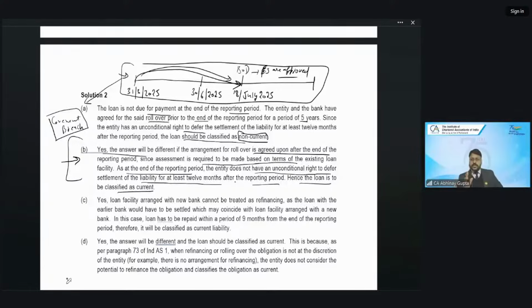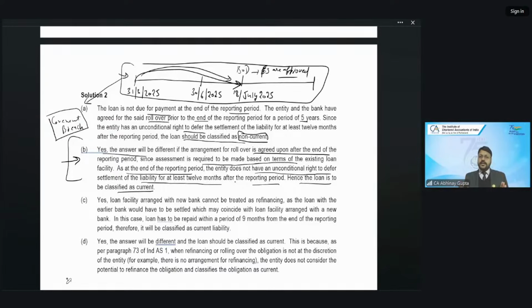So there are two situations. A simple rollover is always driven by the normal logic, that is, on or before the year end date. A covenant breach and a waiver of that covenant breach can be extended up to the financial statements approval date. Is that clear now? Yes, sir. Right? So the two situations are different, right?